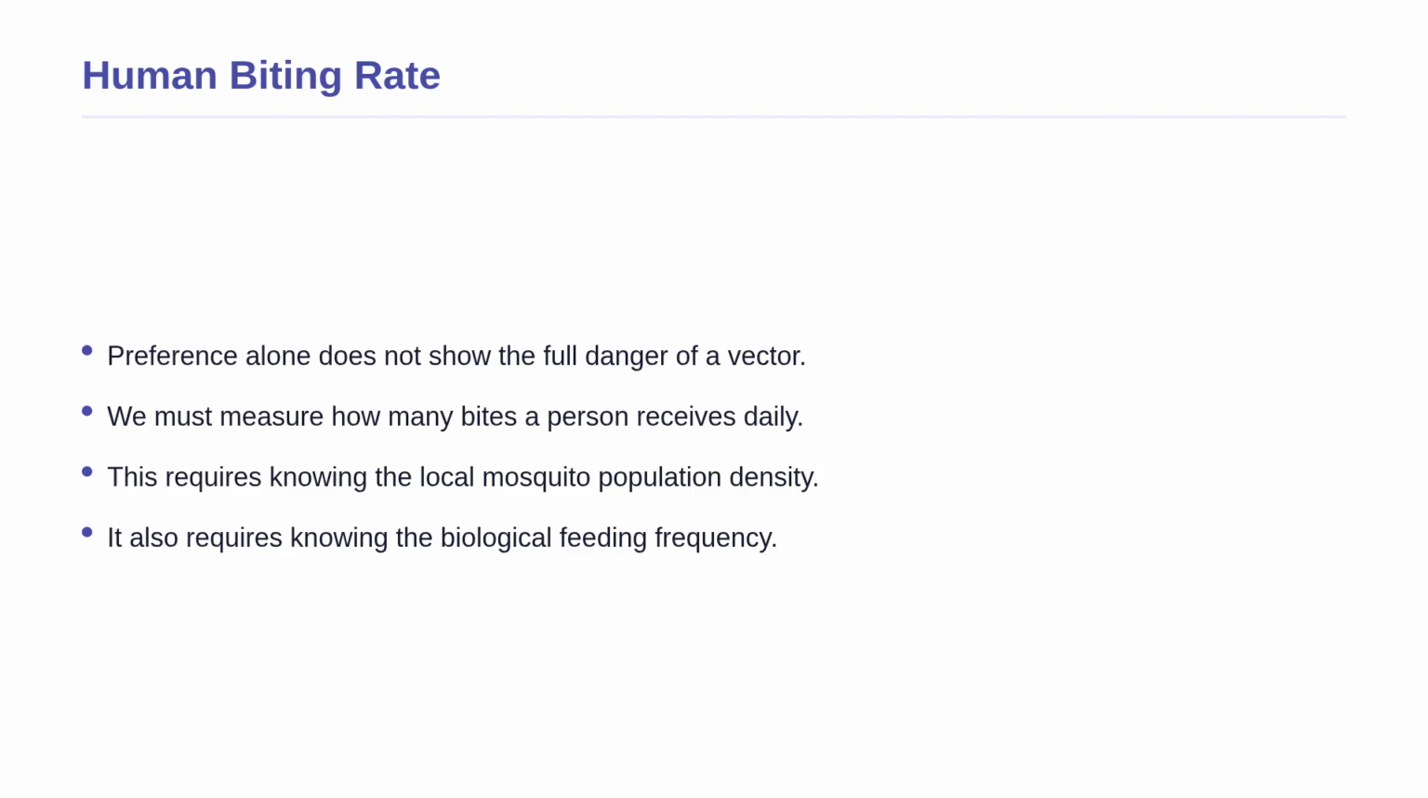This tells us how many bites a single person actually receives in a day. To find this, we need to combine the insect's behavioral preference with its population density and its biological digestion speed. Let us look at how we quantify the feeding frequency next.